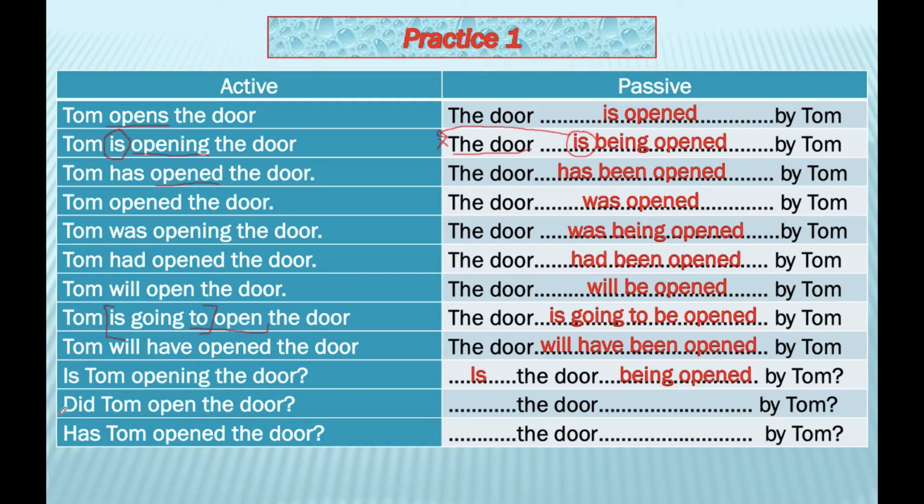Did Tom open the door? So I think you may find the auxiliary did. It exists in, let's say, past simple. Did Tom open the door? So let's go back to the past simple. So we have the door was opened. We are going to take the auxiliary was here and change it to the beginning.